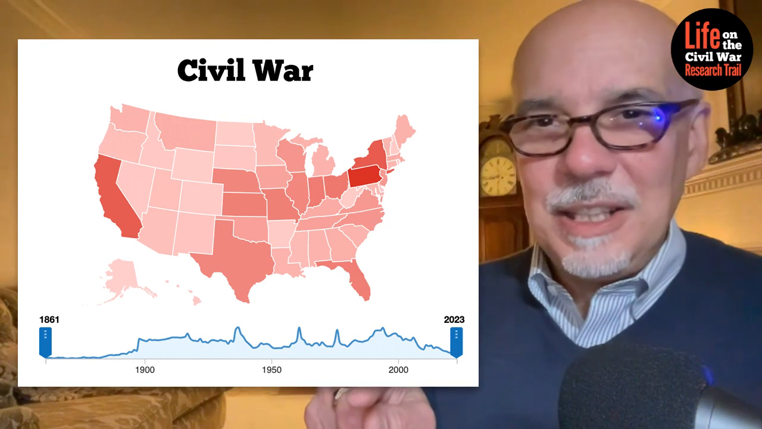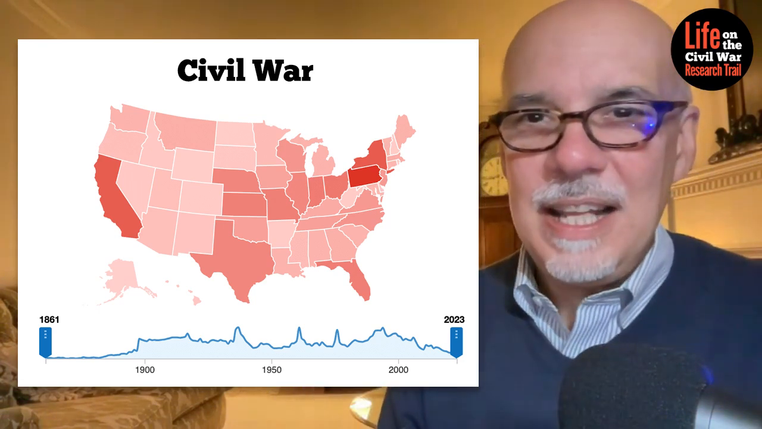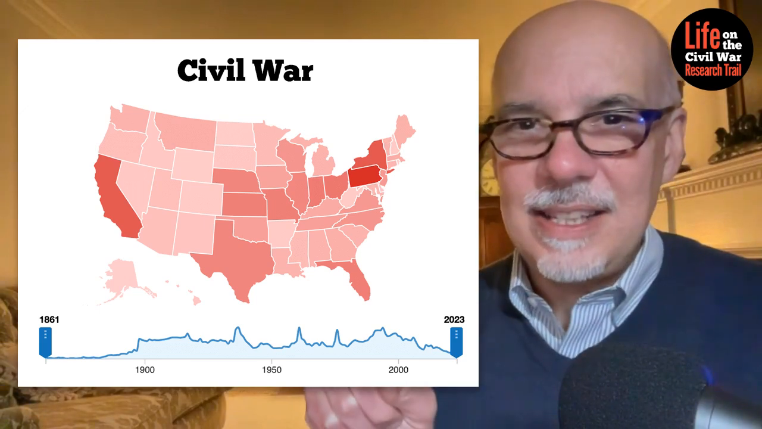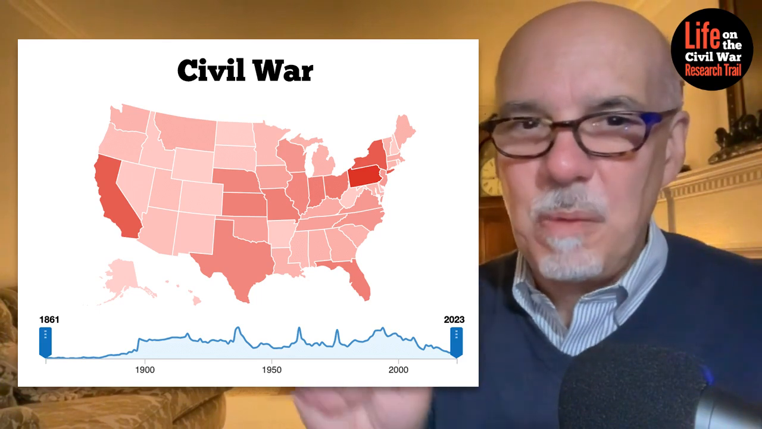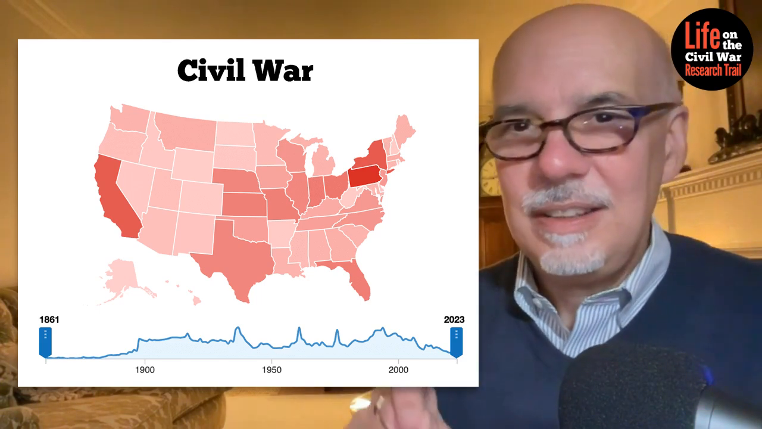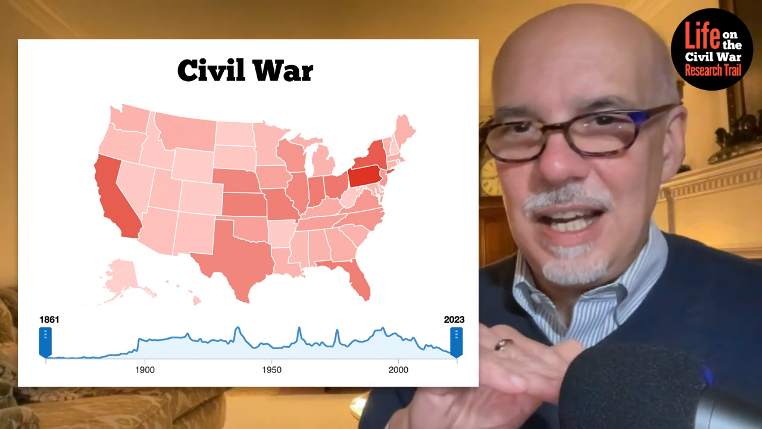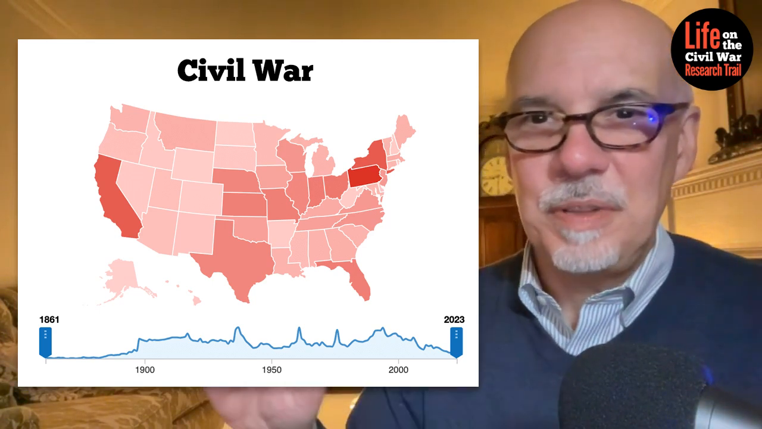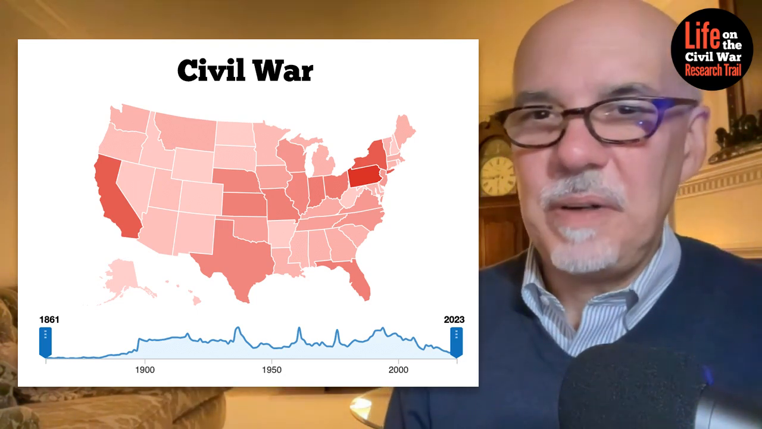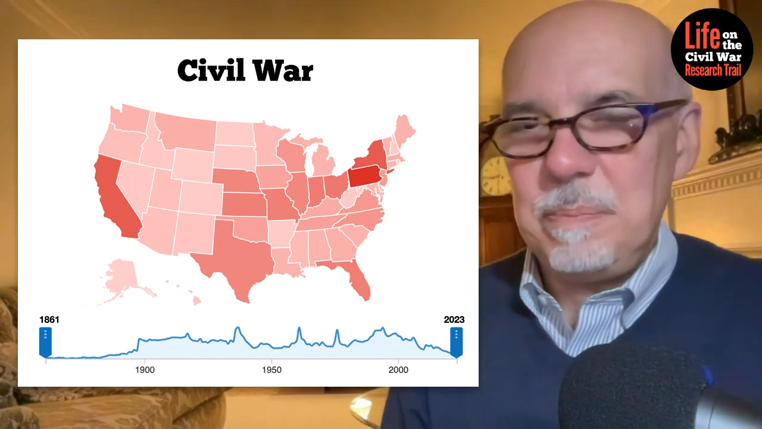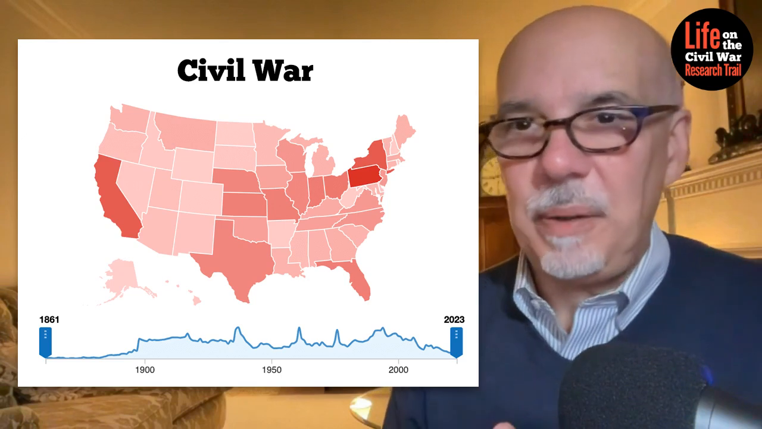Now, beneath the US map, you'll see a line chart, and that line chart begins in 1861, ends in 2023, and then you'll see there's markers for 1900, 1950, and 2000. And the lines, as they move across those dates, give you some sense of when it was most popular, unpopular, just coming into being, fading out, ebbing and flowing.